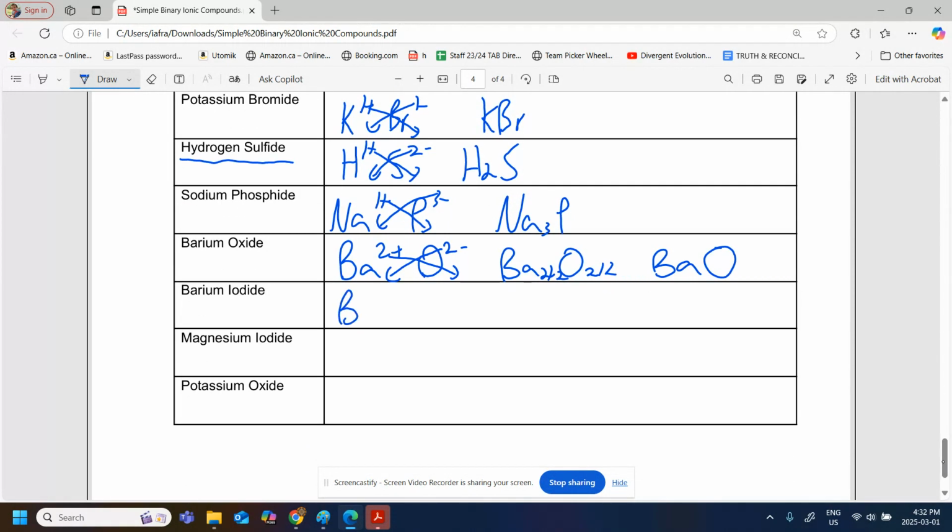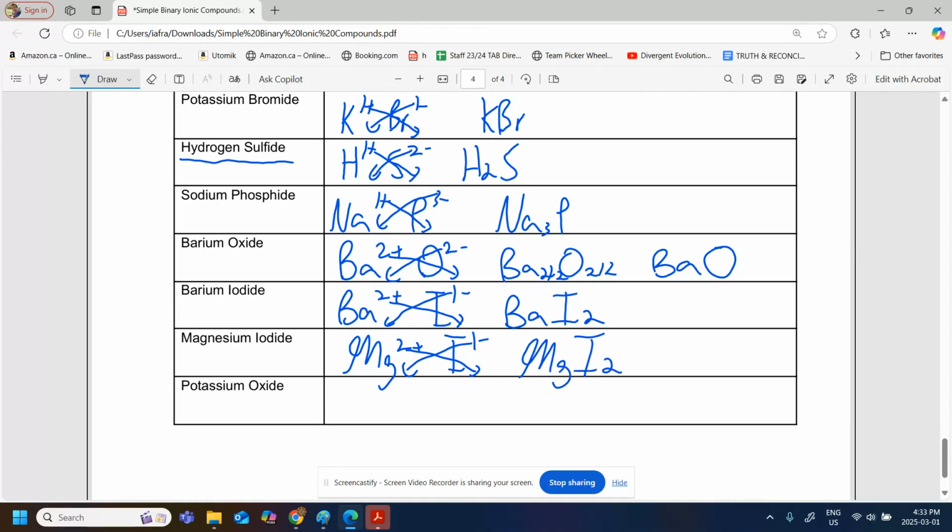Barium iodide, barium we saw is 2 plus, iodine we saw is 1 minus, bring the 1 down there, bring the 2 down there, and we get BaI2. You don't have to write 1 next to the Ba. Magnesium iodide, Mg 2 plus, I 1 minus, bring the 1 down there, bring the 2 down there, and you get MgI2. Potassium oxide, K is 1 plus, O is 2 minus, crisscross. Now K has a 2 next to it, O has a 1, but you don't have to write it, so you have K2O.